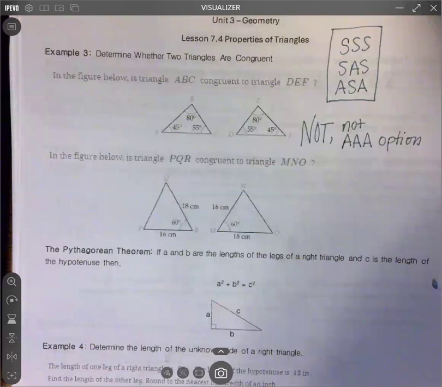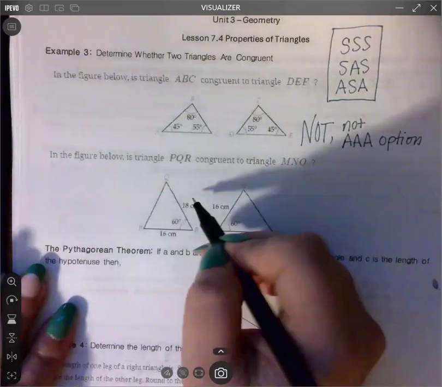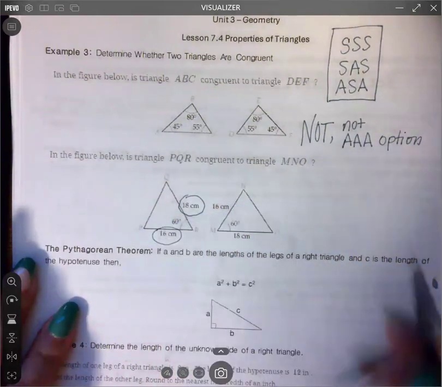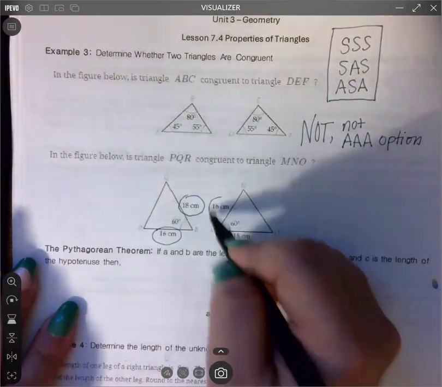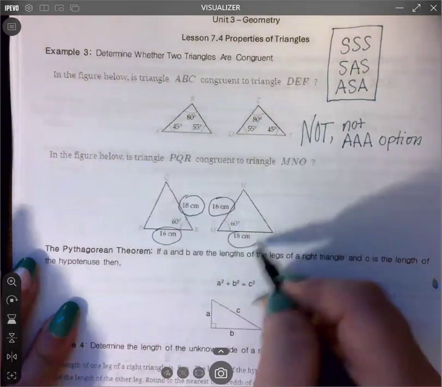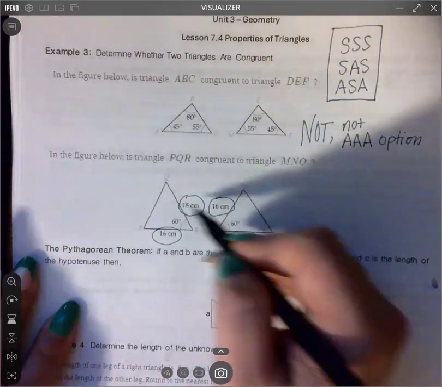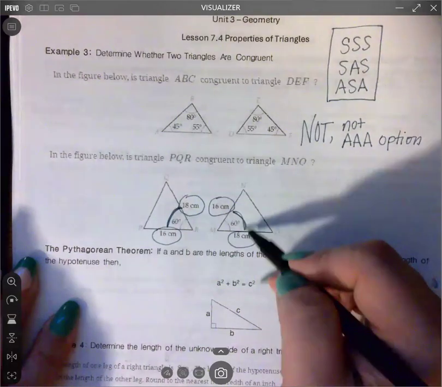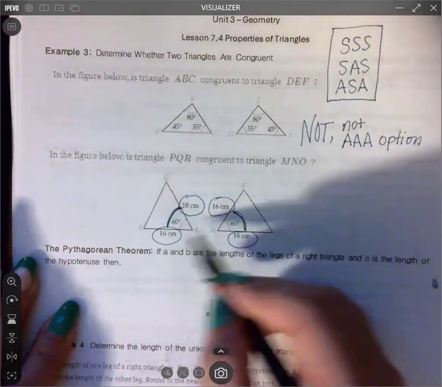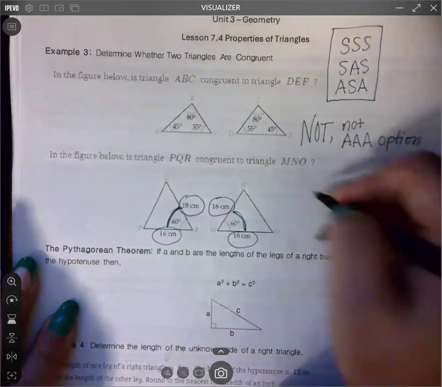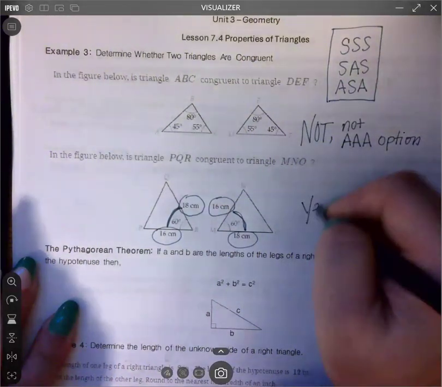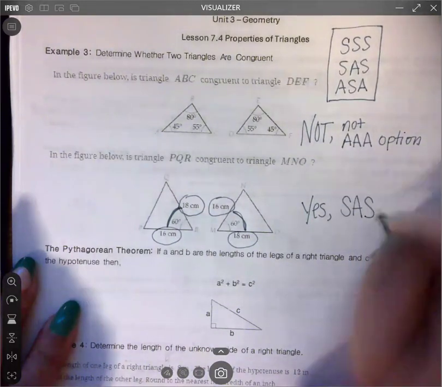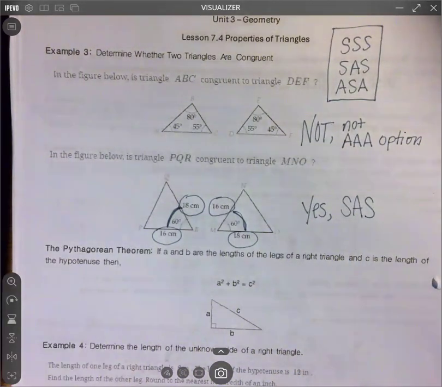Let's look at the second set. We are told this side 18 and this side 16. Well, this triangle has an 18 and a 16. And then the angle between those two sides is 60 degrees in both. So yes, these are congruent. And the reason is side angle side.